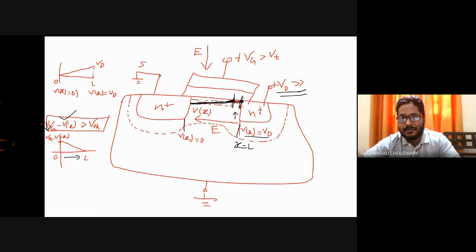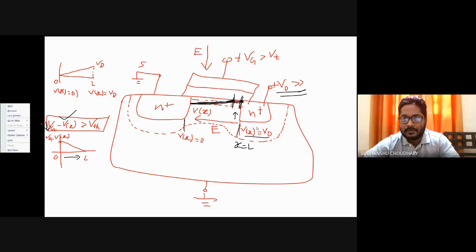So the channel is only present between these 2 points, because Vg minus Vx in this region is not greater than or equal to Vt, because my Vd is increased. Okay, so I don't have a channel here. Now because I have increased this Vd, that means I am increasing the reverse bias across the drain bulk junction.